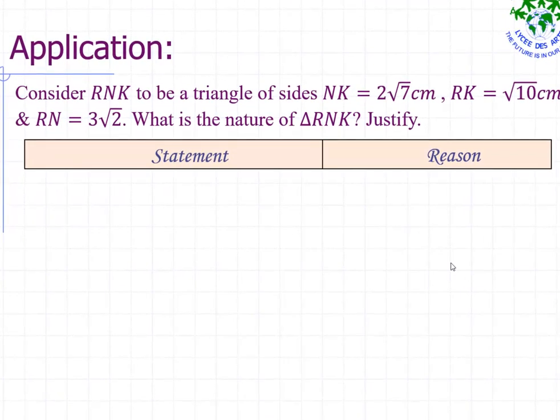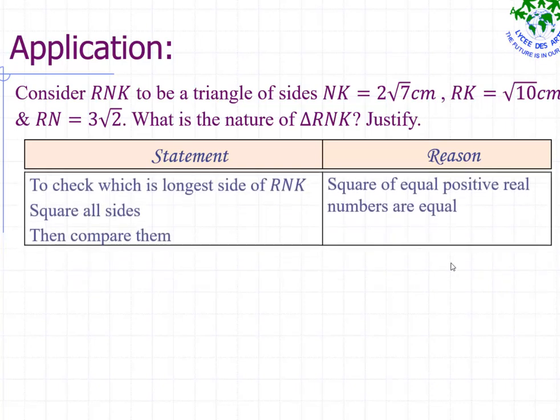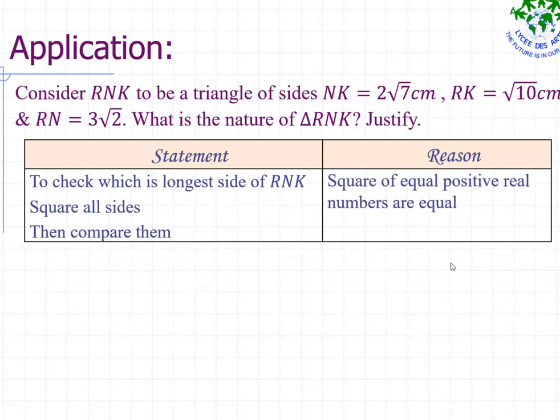Okay, how do we start to find the nature of RNK? Since we are given the measure of the three sides and we need to check the nature of the triangle, the best way here to solve it is, yes, correct, converse of Pythagoras theorem. But wait, how can we know which is the longest side? To know which is the longest side of triangle RNK, the best way is to square all the sides. Why square them? Because we don't know which is the longest one. What's the reason for this? Because the squares of equal positive real numbers are equal.